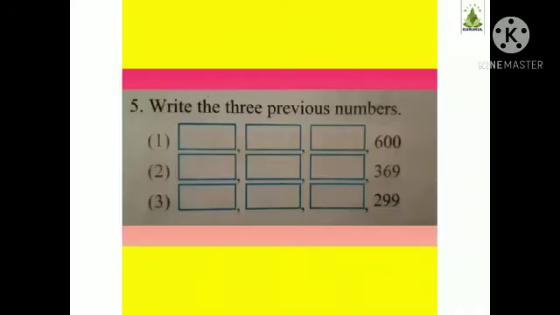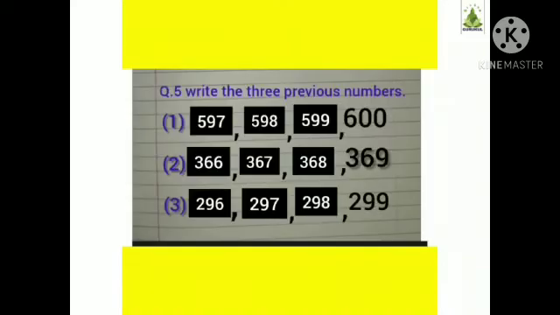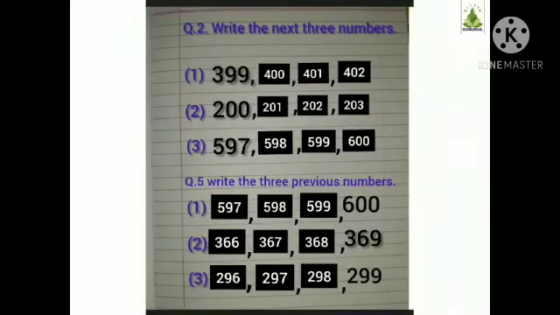Question 5. Write 3 previous numbers. As you can write the number before, now we will write what comes before 600. 599, 598, 597. Complete this revision and write it down one time in your notebook.